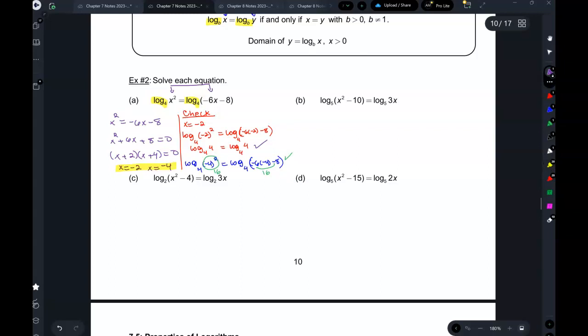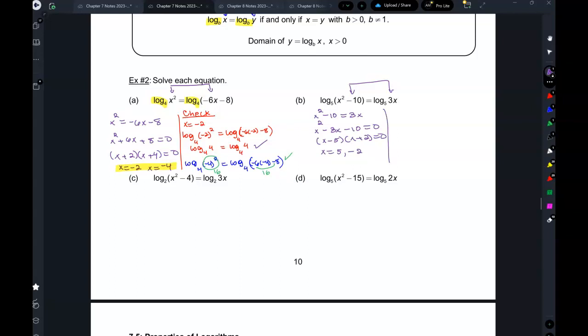Okay, let's take a look at this next one. Log base 5 means I can set these two equal to each other. x squared minus 10 equals 3x. Bring the 3x to the other side. x squared minus 3x minus 10. Factor: x minus 5, x plus 2. So x equals 5, negative 2.